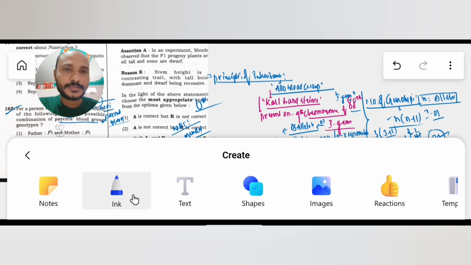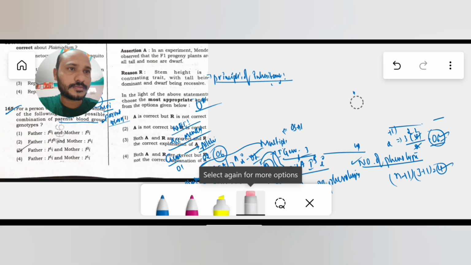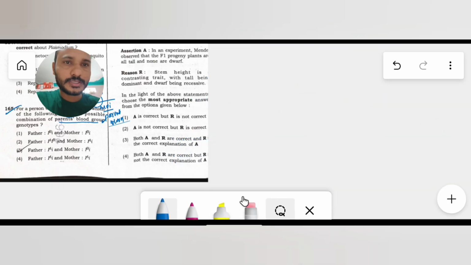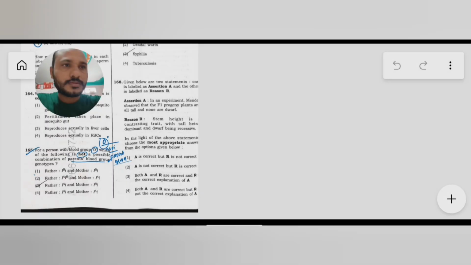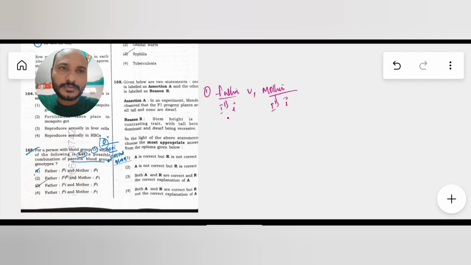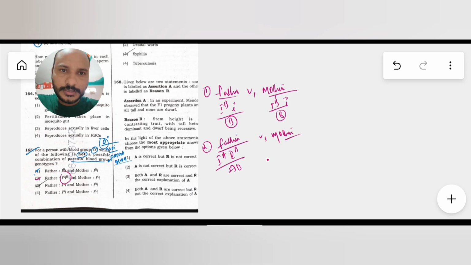Sorry, we'll take another. We need to remove this. So here we look at the options, first option. The father has IBi and the mother has IBi, meaning both father and mother have B blood group. We'll check this later. We need to take another option also: the father has IAIB, meaning AB blood group, and the mother has IAi, meaning A blood group. First we'll do these two.